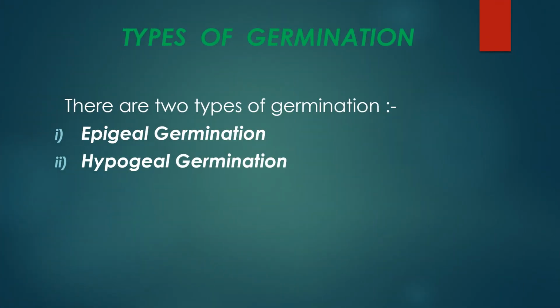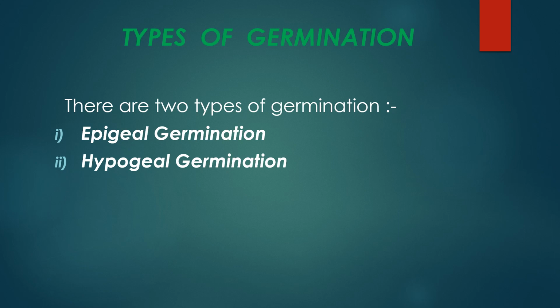Now, at this stage, I think we are able to distinguish or classify two types of germination. There are two types of germination. One is called epigeal germination and the other is called hypogeal germination. See, again, epi and hypo, the terms we have used in the epicotyl and the hypocotyl.